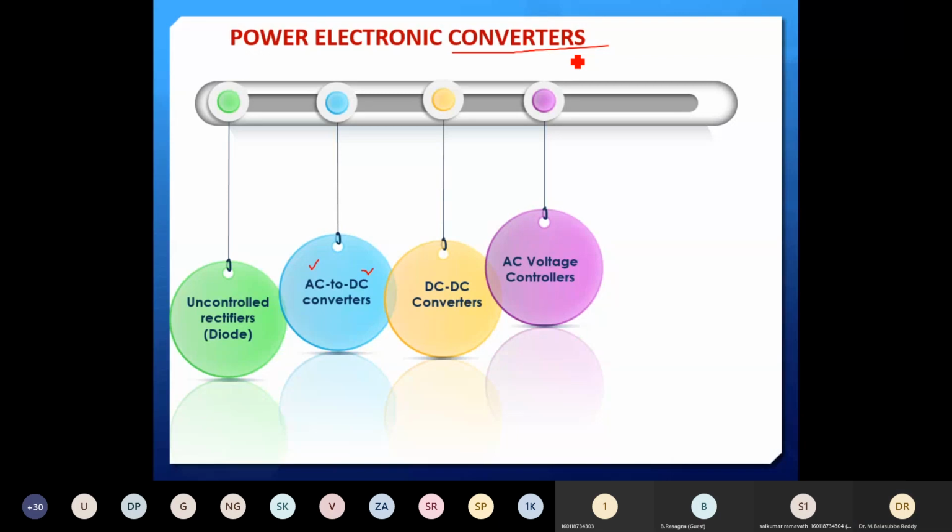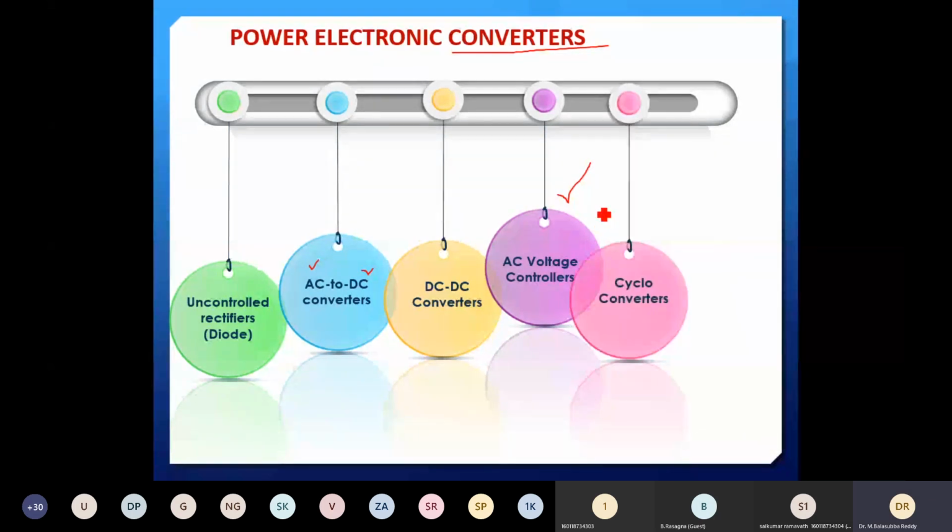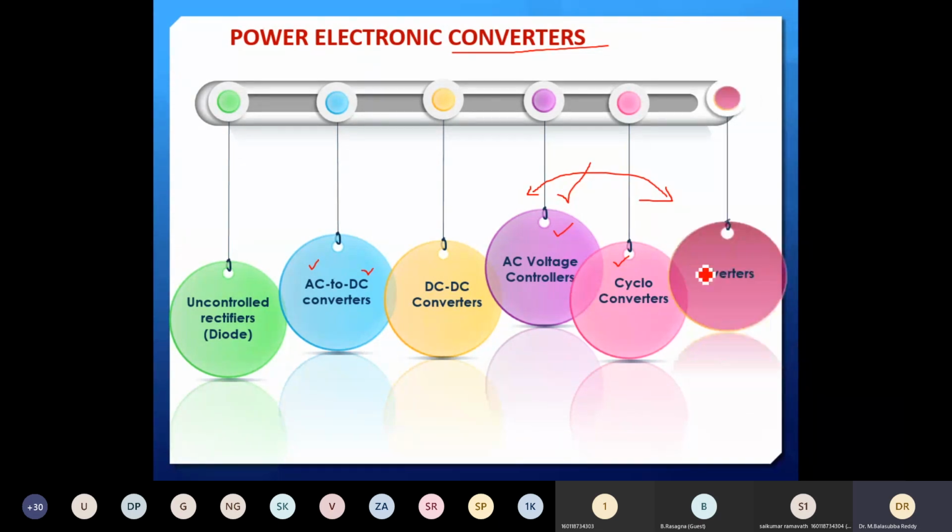So this only, but constant frequency. So another one, you can see that cycloconverter. This is also AC to AC only, means fixed AC to variable AC with variable frequency. In fact, this one will be a fixed frequency, this one is a variable frequency. So these are some of the types of controllers, AC to AC, as well as AC voltage controller and cycloconverter.